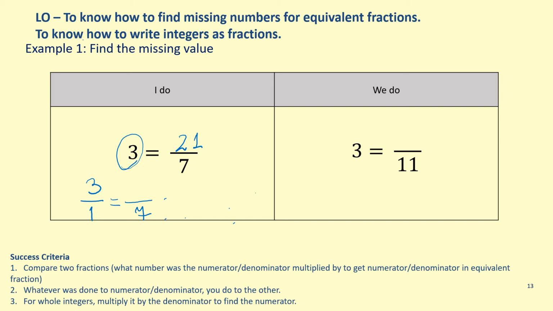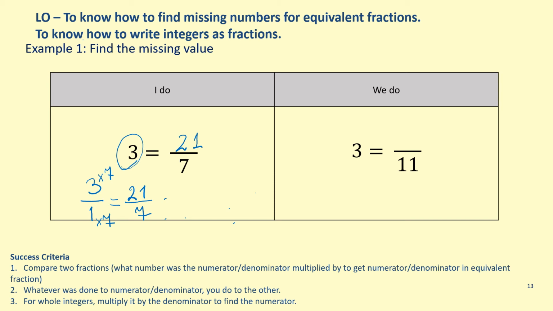How do I get from 1 to 7? By multiplication or division. I need to multiply it by 7. 1 times 7 is 7. Whatever I do to the denominator, I need to do to the numerator. So I need to multiply 3 times 7. 3 times 7 is 21. As you can see, we've got the same answer.